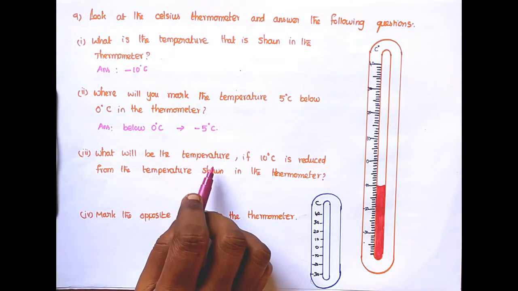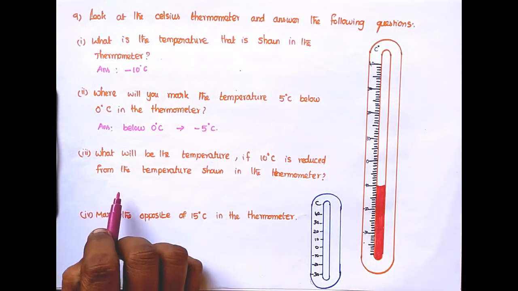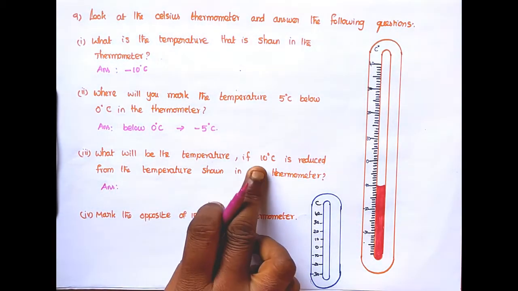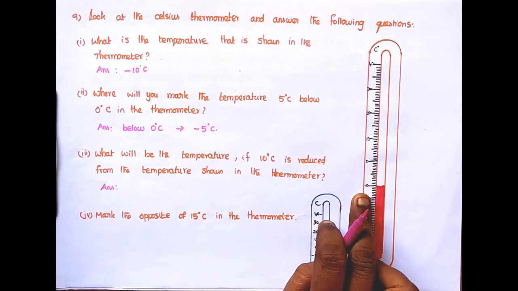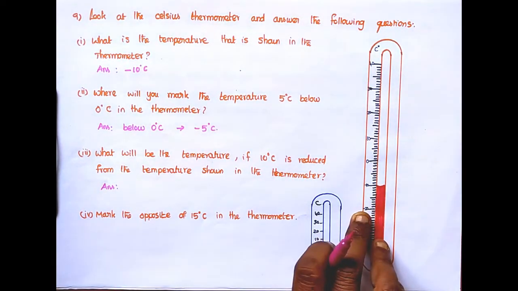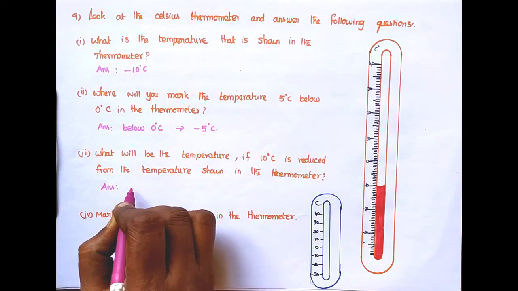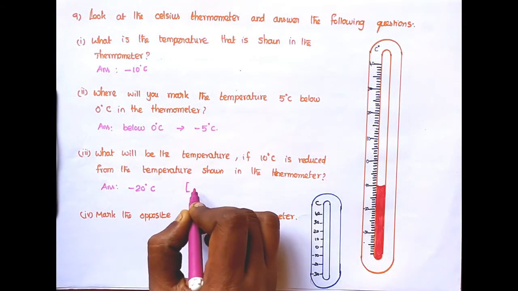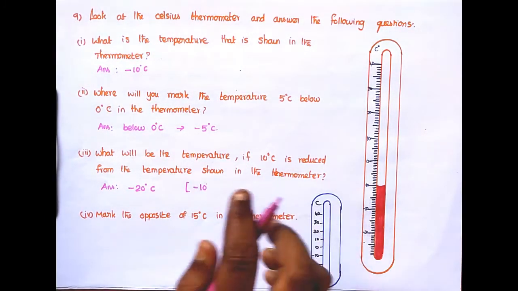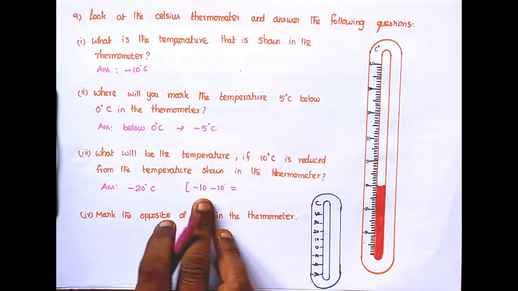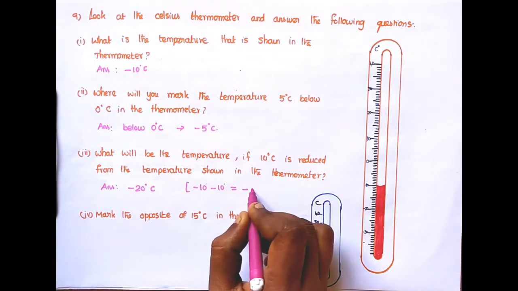Next, what will be the temperature if 10 degree Celsius is reduced from the temperature shown on the thermometer? Already they have given minus 10 degree Celsius. Again 10 degree reduced means that is minus 20. Minus 10 degree they have given. Again minus 10 degree, same sign, so add these two numbers, that means minus 20 degree.